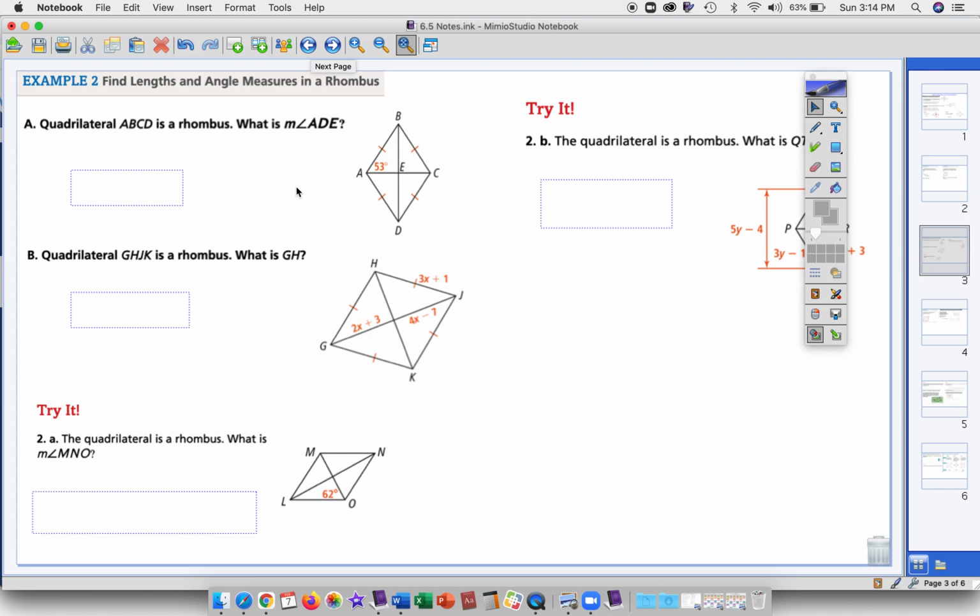Example 2, finding lengths and angle measures in a rhombus. So I'd like you to go ahead and try these four problems. Okay, pause the video and come back when you're all done and we'll compare solutions.